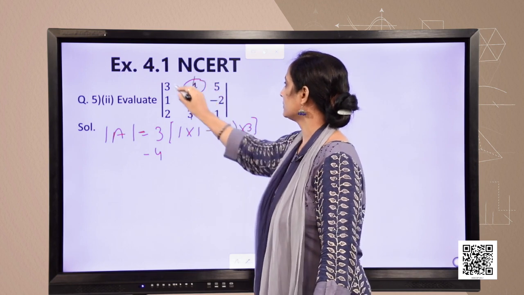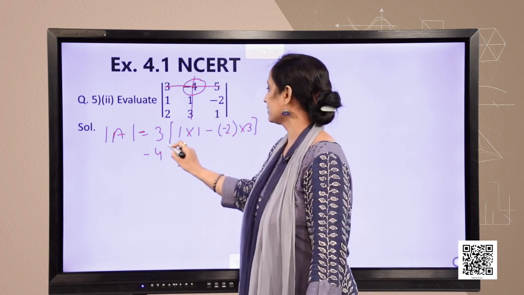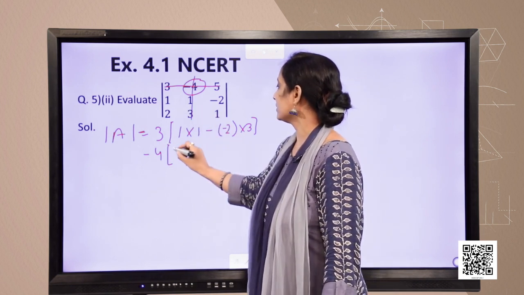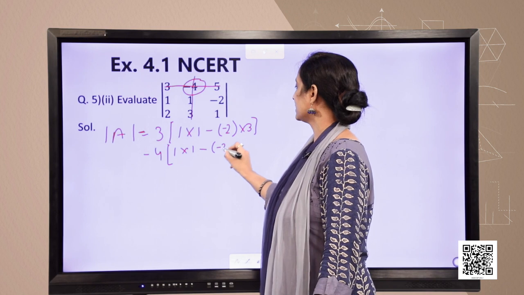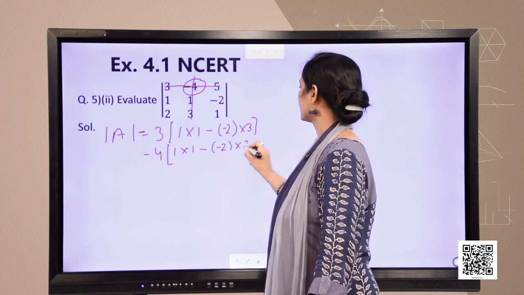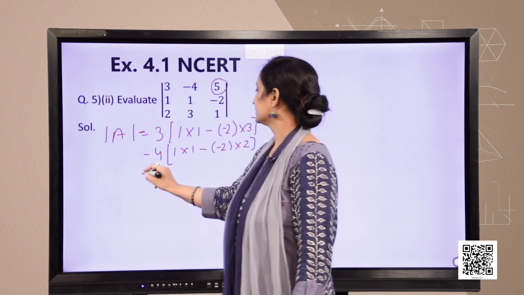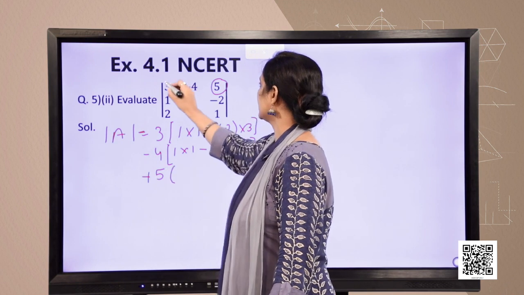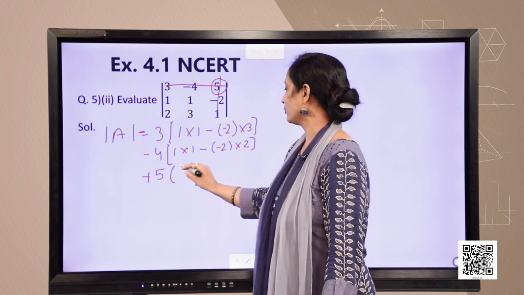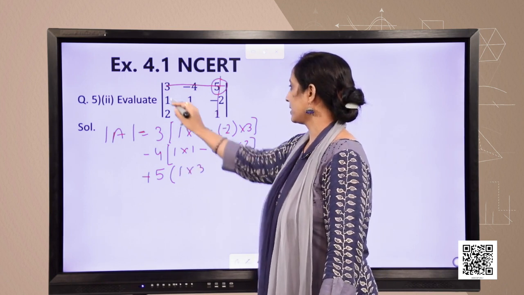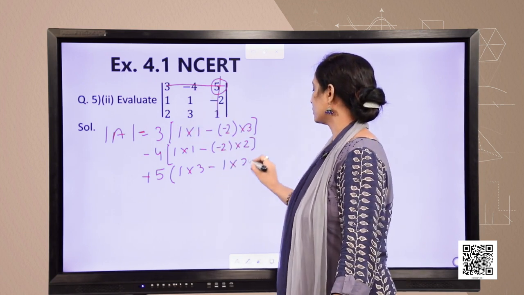Delete this column and this row where this element minus 4 has been placed and solve the remaining 4 elements as second order determinant. This becomes 1 into 1 minus minus 2 into 2. Then let us write the third one, 5, and delete this row and this column where 5 has been placed and solve the rest of the 4 elements like this. 1 has been multiplied by 3 minus 1 has been multiplied by 2 like this.